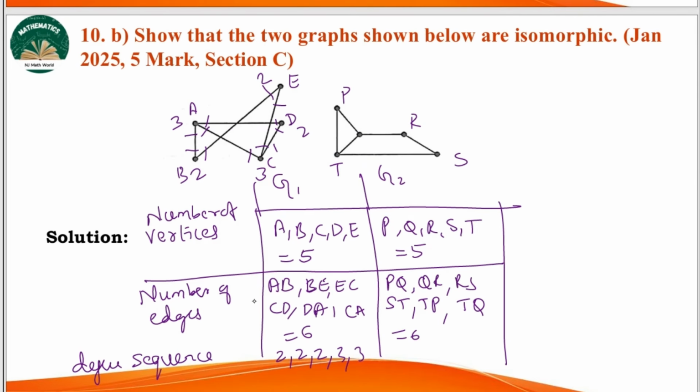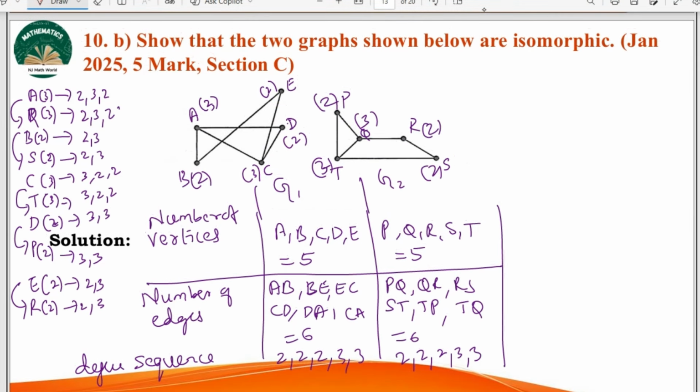Yeah, we will find here 1, 2. Then you have 1, 2, 3. Then you have 1, 2. Then you have 1, 2. Then you have 1, 2. So 1, 2, 1, 2, 3. Here also we have 3. So 1, 2, 2, 2, and then 3, 3. We have same 2, 2, 2, 3, 3. So the degree sequence is also the same.